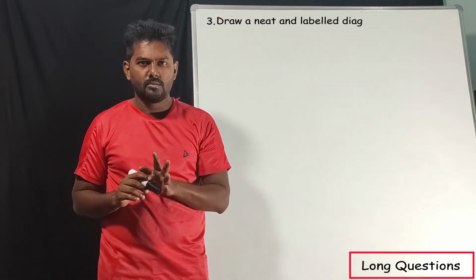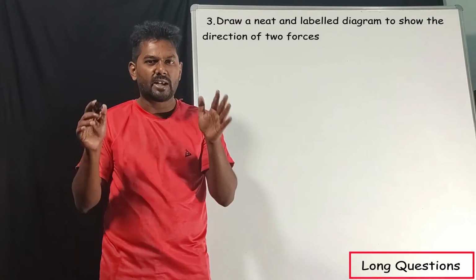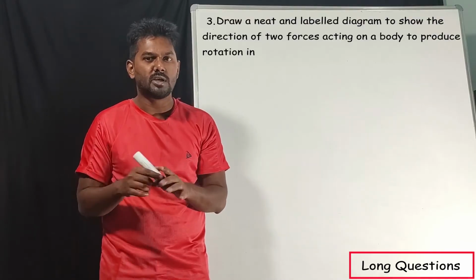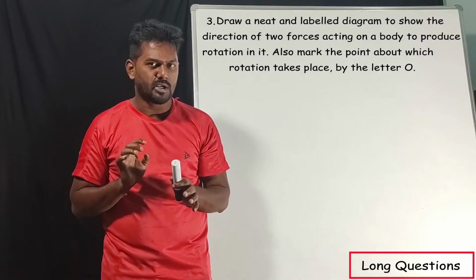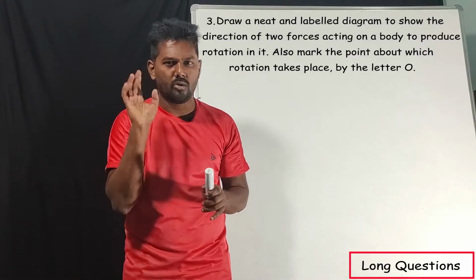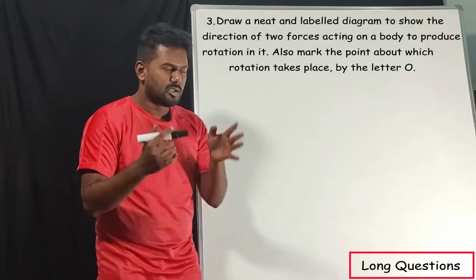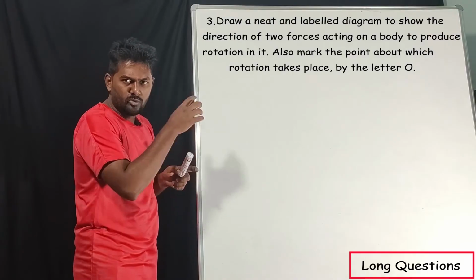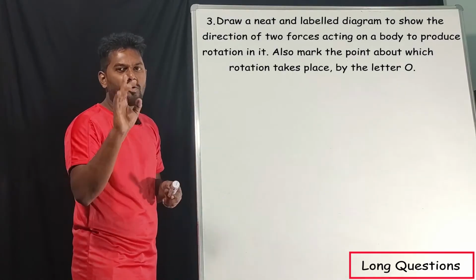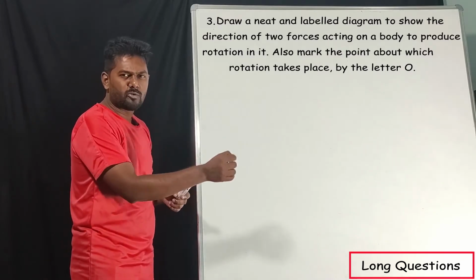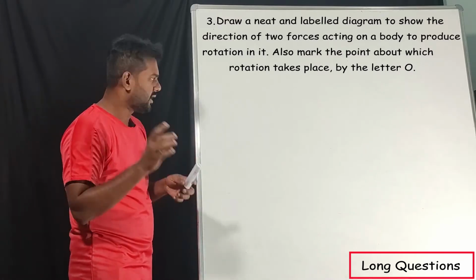Draw any diagram to show two forces acting on a body which produces rotation, and we have to tell which type of rotation this is, and we have to use the letter O. So what is the meaning of this question? You have to take an object and two forces you have to include in any direction, but it should provide a rotation. That's it. Which type of rotation, we are going to write at the end. Listen.